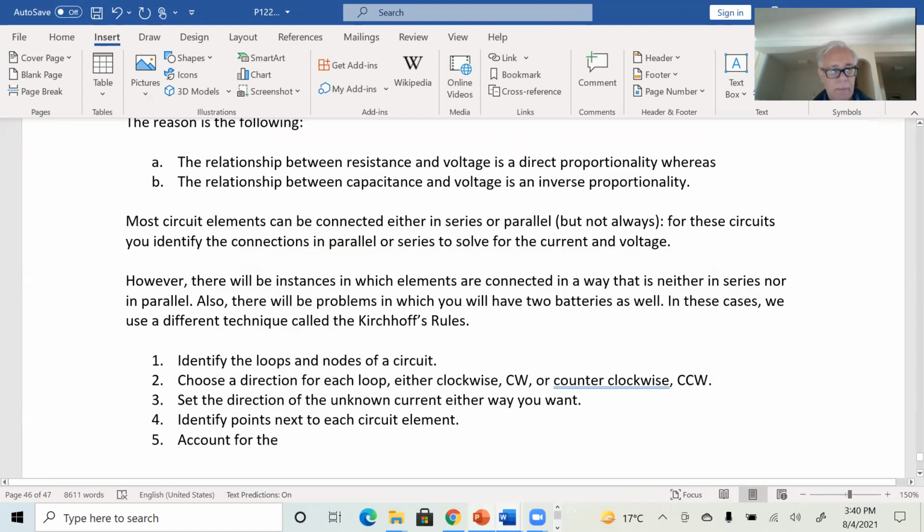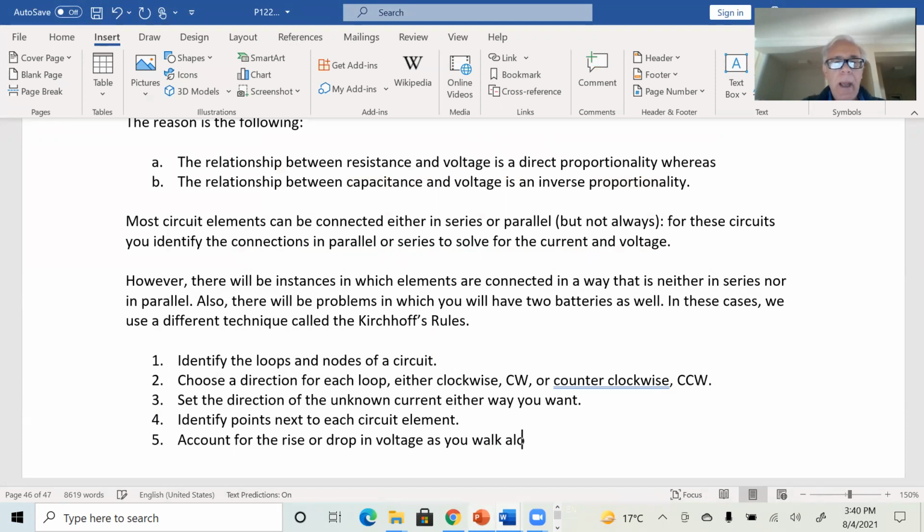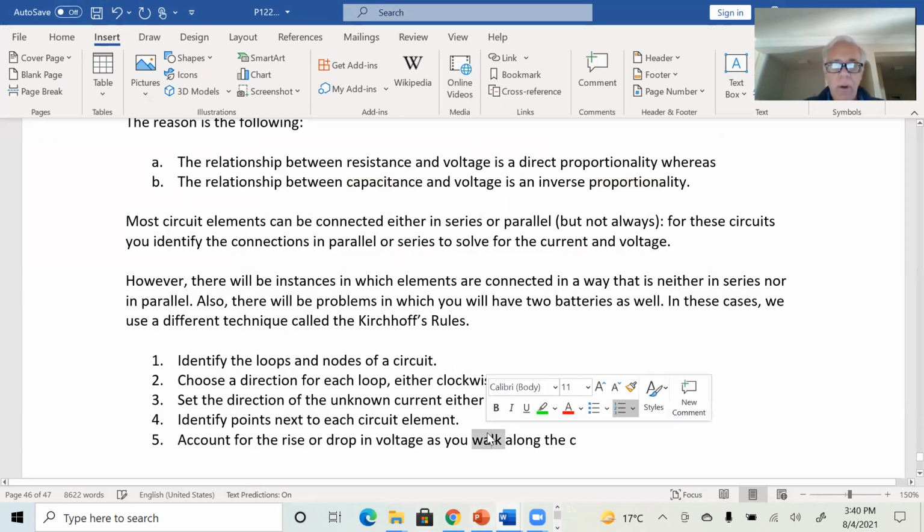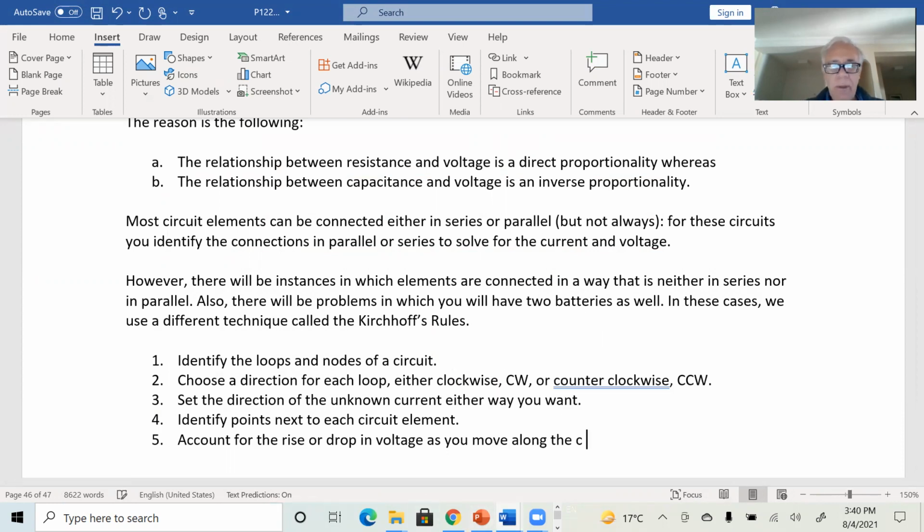Count for the rise or drop in voltage as you walk along the circuit, as you not walk but move along the circuit, in the direction of the loop.